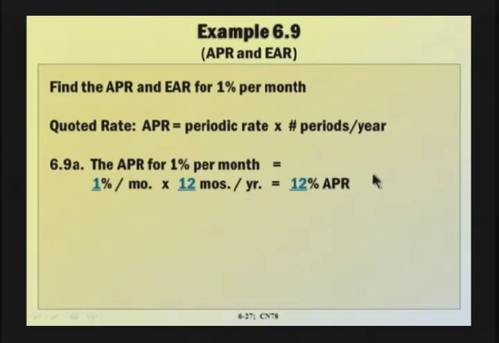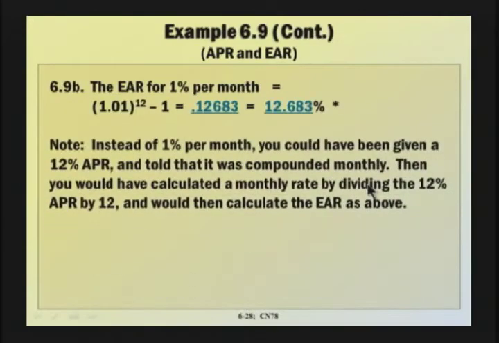Now, we need to know that that 12% APR is compounded monthly. So we know that 12% APR really did come from 1% per month. Without the compounded monthly, we don't really know the origin or the true story for the 12% APR. So for an APR, we have to be told the compounding frequency. So for this case, that's 12% APR compounded monthly.